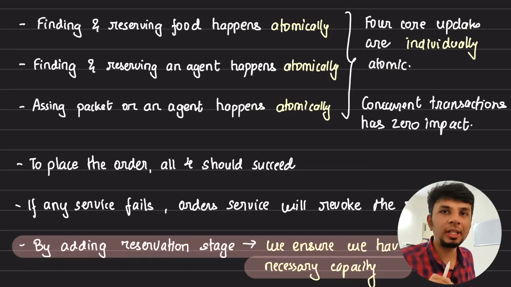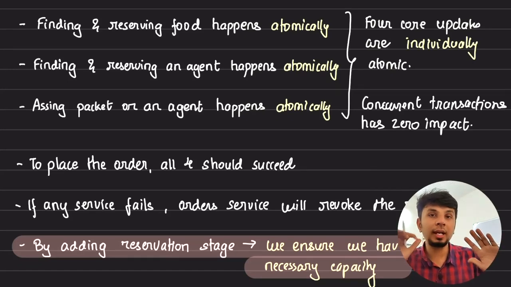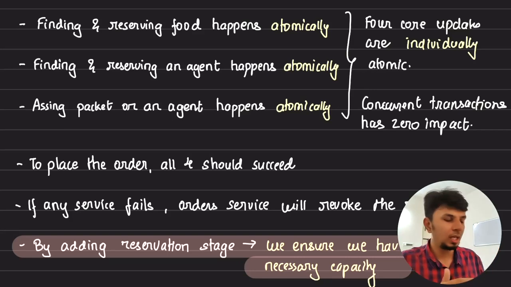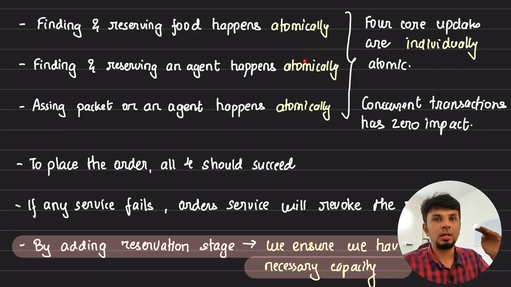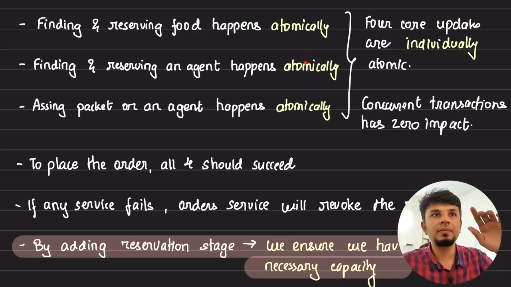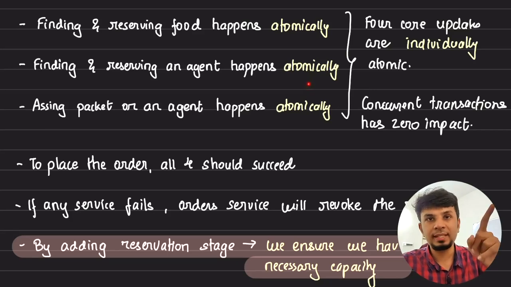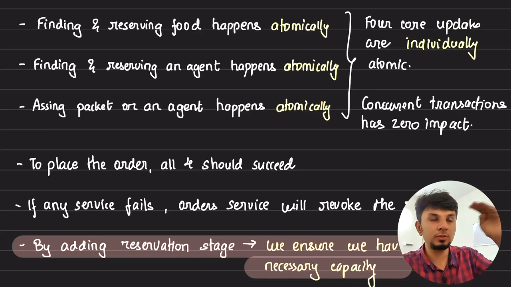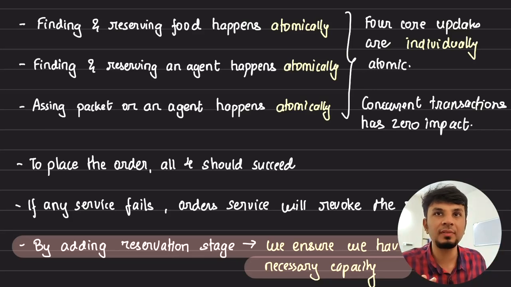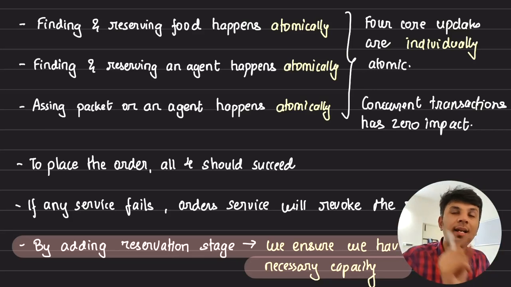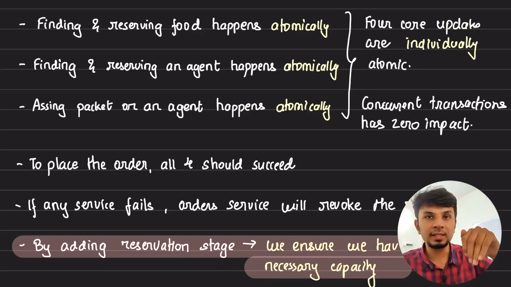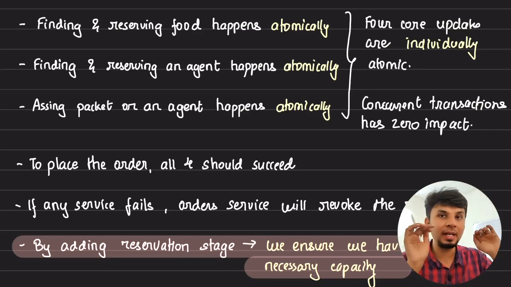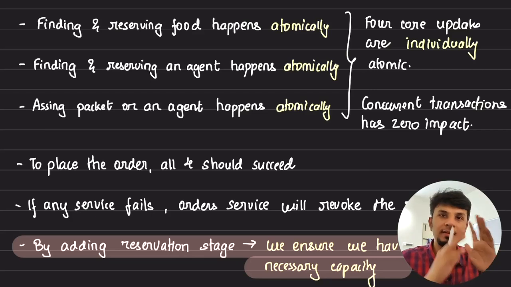Okay, so how are we ensuring atomic transactions happen? First of all, in the preparation phase, we are seeing that finding and reserving food happens atomically. Finding and reserving an agent happens atomically. Assigning a packet and agent happens atomically. So all of these four updates that we are making across two different services are individually done atomically, which means once a food packet is reserved, it cannot be made reserved again, right?